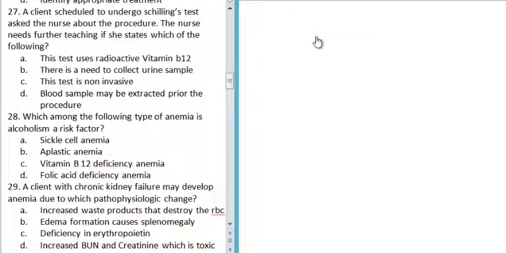Number 27. A client scheduled to undergo Schilling's test asks the nurse about the procedure. The nurse needs further teaching if she states which of the following: A says it uses a radioactive substance. This is true, so this is not the need for further teaching. B is also true because they will collect urine and test if it's radioactive. The answer is letter C, because if a procedure uses a radioactive substance, it's considered invasive.